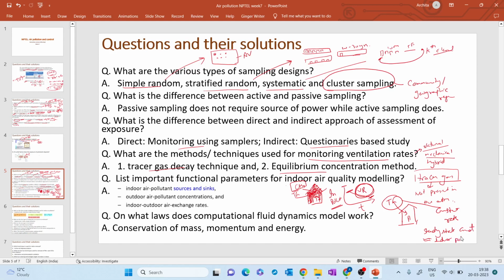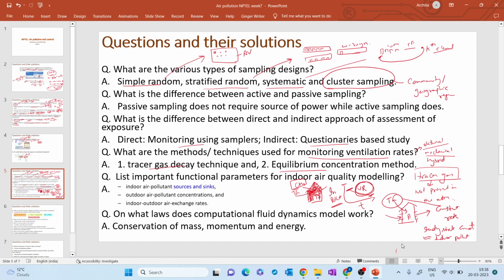And then what we do is we open it. We start the ventilation, and then we see how much pollutants are entering and how much is going. So this is the equilibrium concentration method.